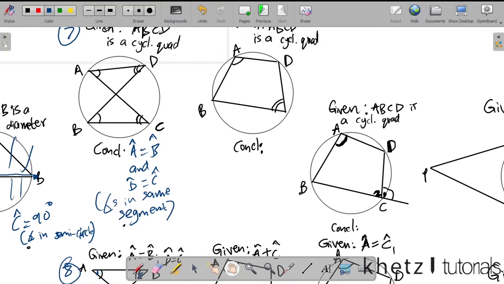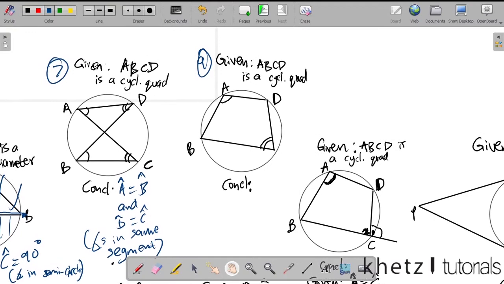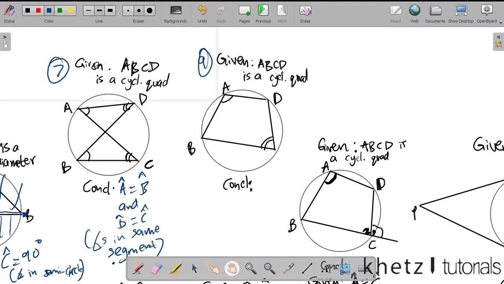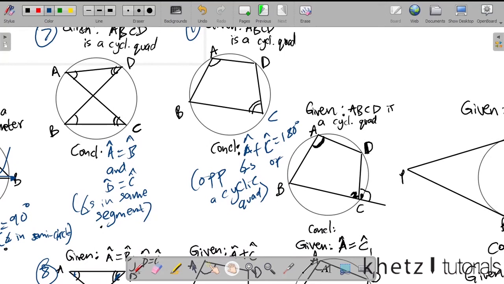Okay, so this is number 9, and we're given that ABCD is a cyclic quadrilateral, and what we can conclude from that is A added to, what is this here that we have at C? A added to C is equals to 180 degrees, and the reason for that would be opposite angles of a cyclic quadrilateral are supplementary. You can just leave it like that, opposite angles of a cyclic quadrilateral, right?